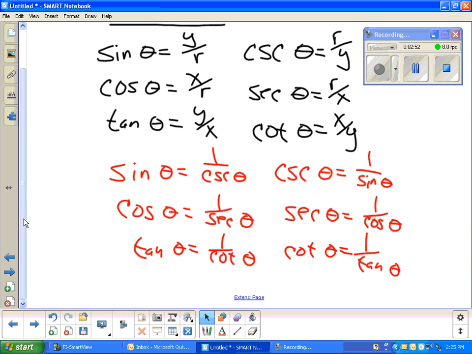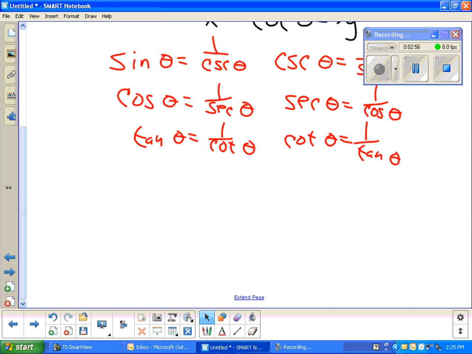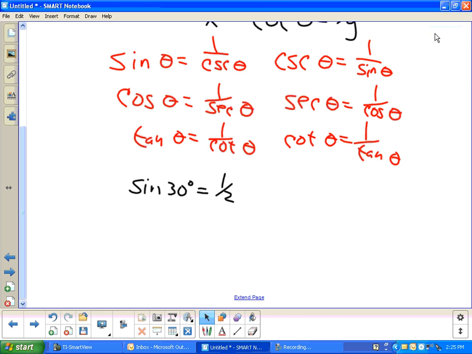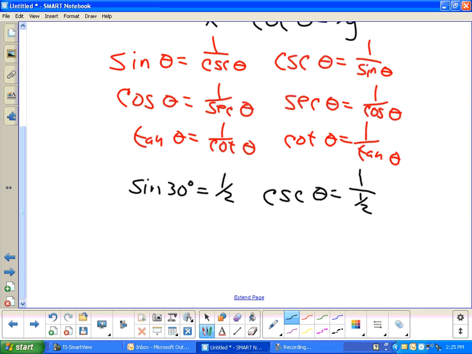Just to give you an example of these, if you happen to know, for example, that the sine of 30 degrees is 1/2, I can use these identities to tell you that the cosecant of 30 degrees is 1 divided by 1/2, or exactly 2. It's just the reciprocal. And that's all those identities. So those, I think, are fairly straightforward. Question, Maggie?